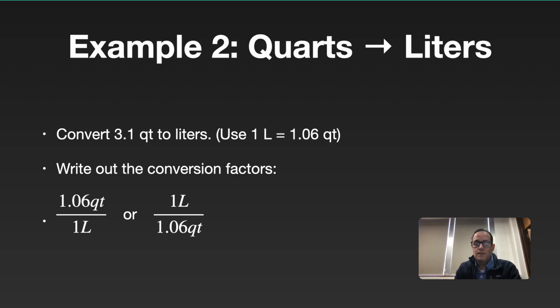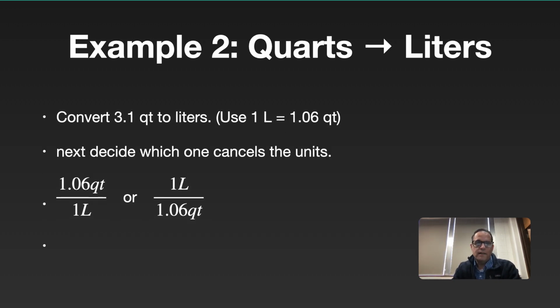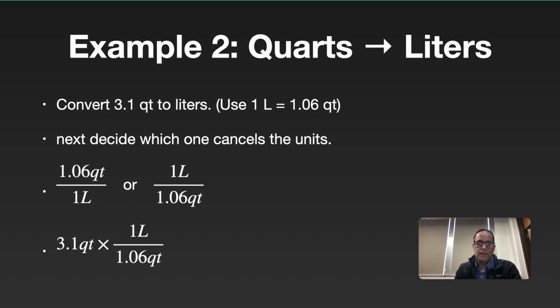All right, and then you want to next decide which one of those is going to cancel out. So we have 3.1 quarts in the beginning, and we want quarts to be on the bottom in order to cancel out. Okay, so it's math where you have quarts on top of the fraction and quarts on bottom of the fraction, they're going to cancel out. Okay, so I'll show that with these little red lines here.